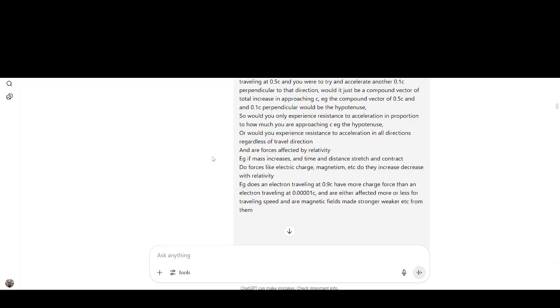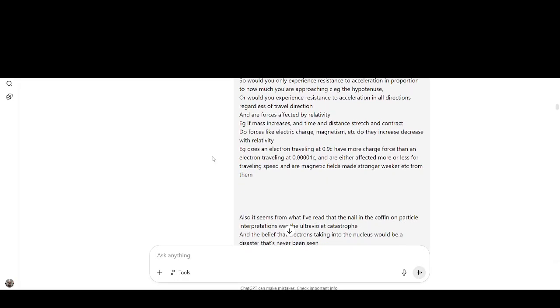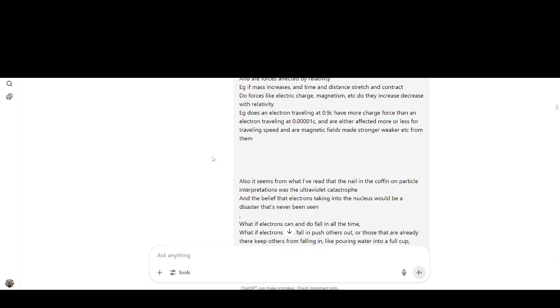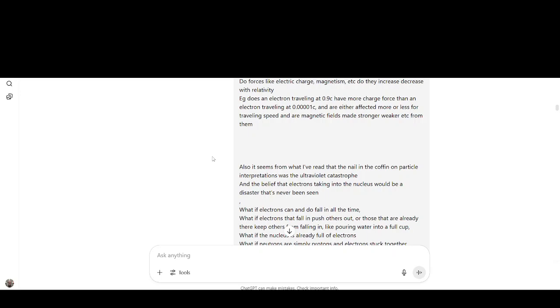And are forces affected by gravity? By relativity? E.g., if mass increases and time and distance stretch and contract, do forces like electric charge, magnetism, etc., increase or decrease with relativity? E.g., does an electron traveling at 0.9 c have more charge force than an electron traveling at 0.0001 c? I don't think I've put all the zeros in, but who cares? And are either affected more or less for traveling speed, and are magnetic fields made stronger, weaker, etc. from them?